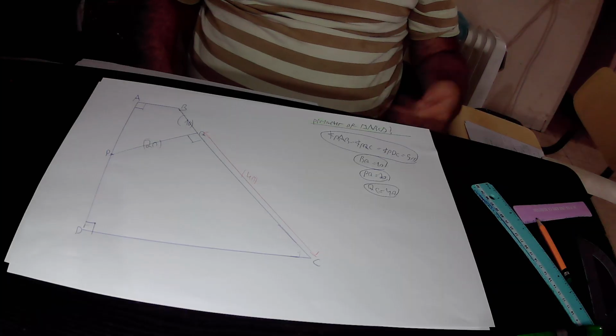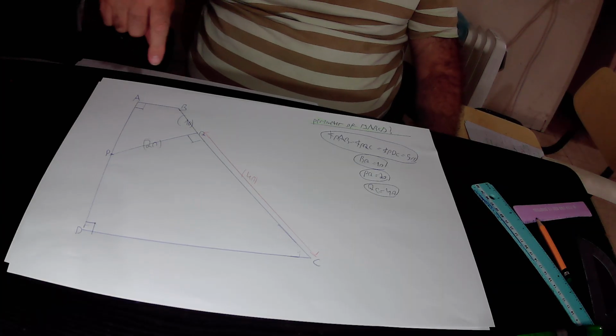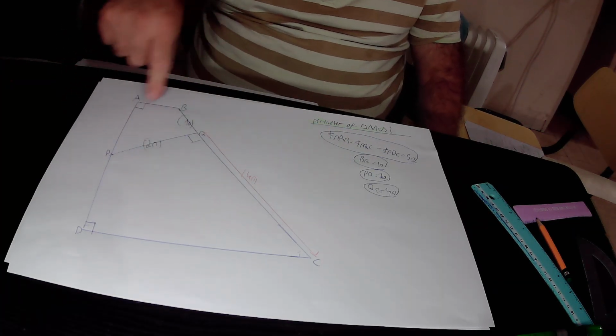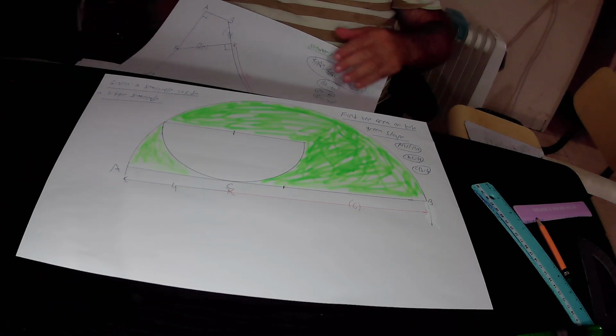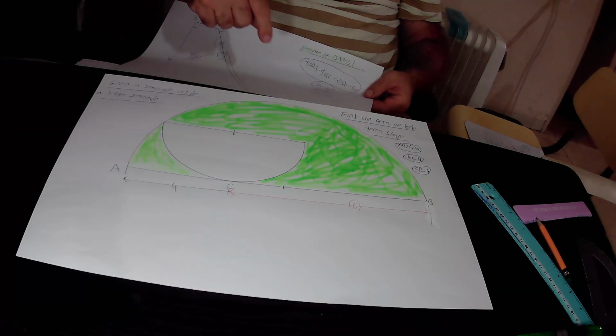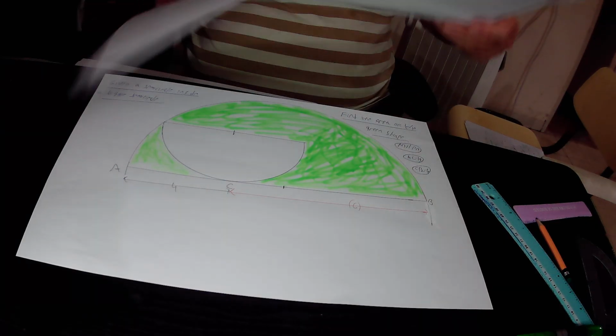Hello, in this lecture we'll answer two questions. The first question, we find out the perimeter of this quadrilateral ABCD, and in the second question we'll find out the area of this green shape. So we start with the first question.